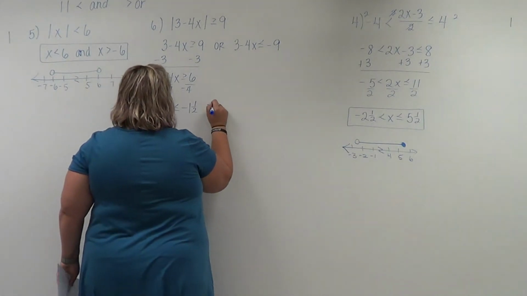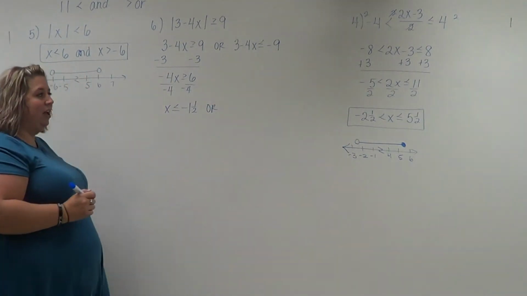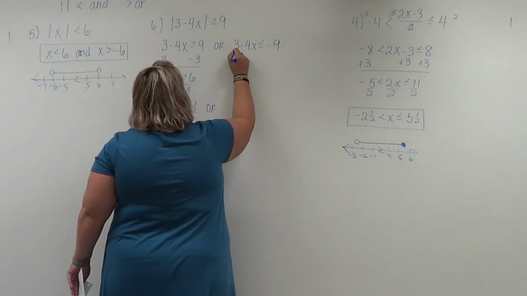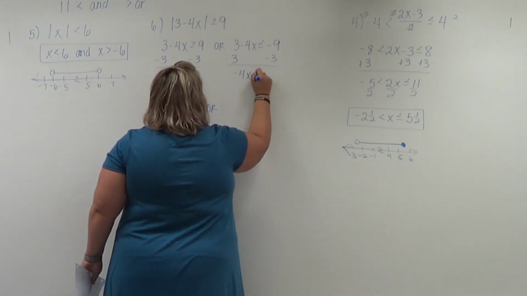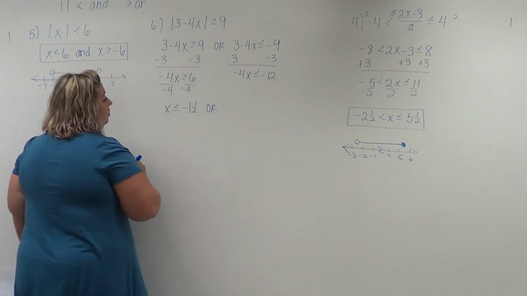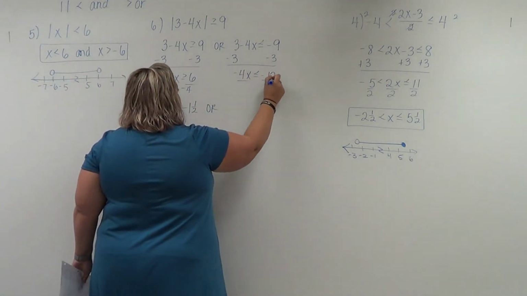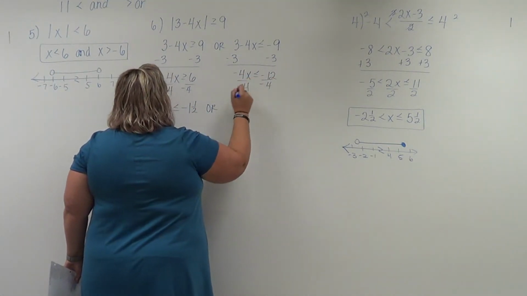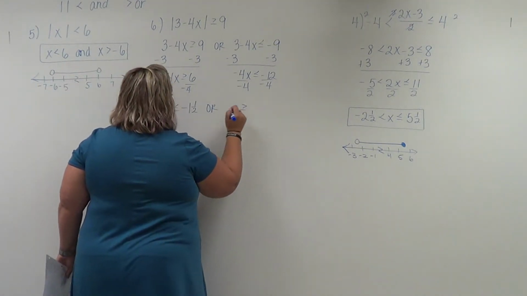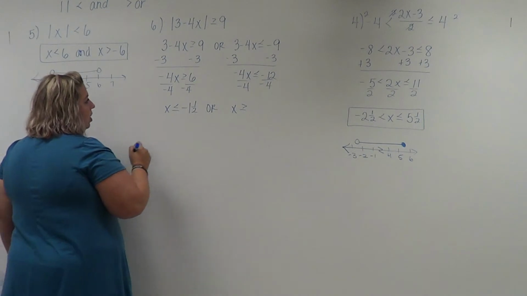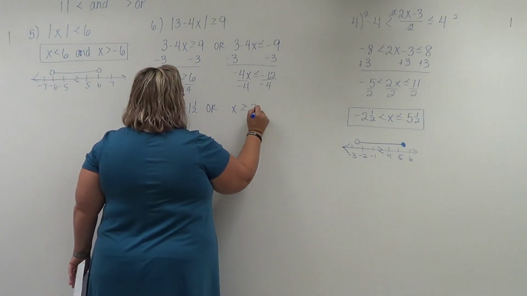Okay, or then if I solve my other one, I'm going to subtract 3. So I have negative 4x less than or equal to negative 12. Divide by negative 4, which means we're going to flip the sign. So now this is going to become greater than or equal to negative 12 divided by negative 4, which is 3.